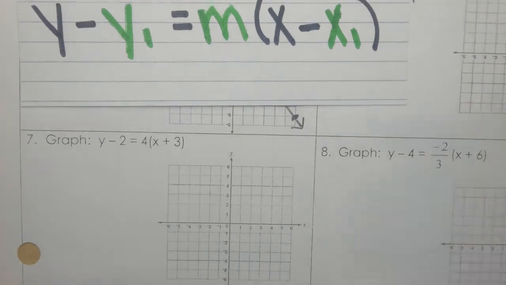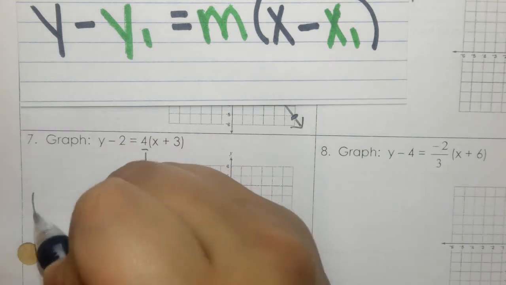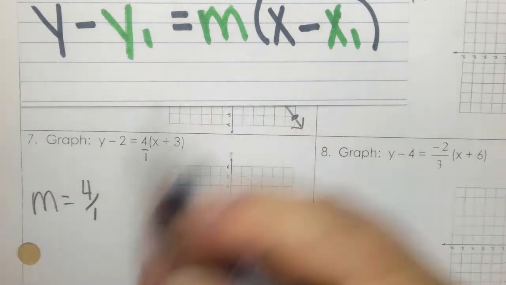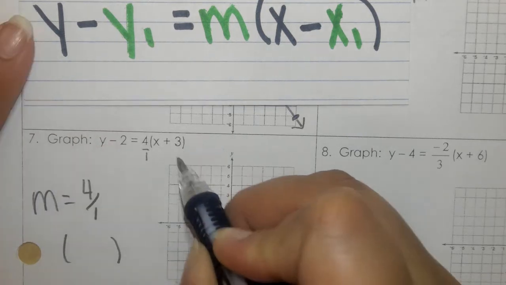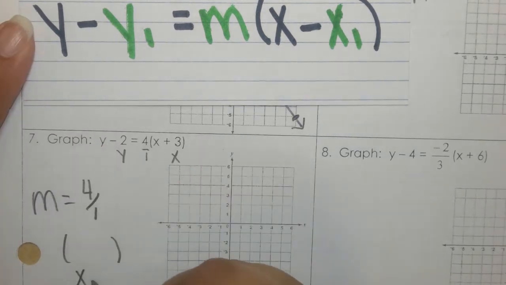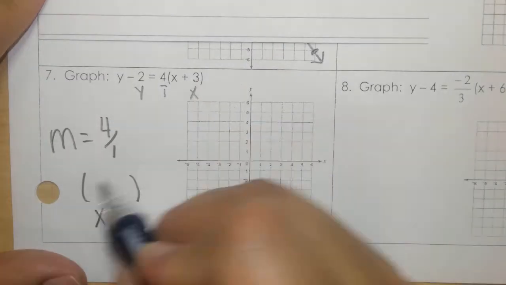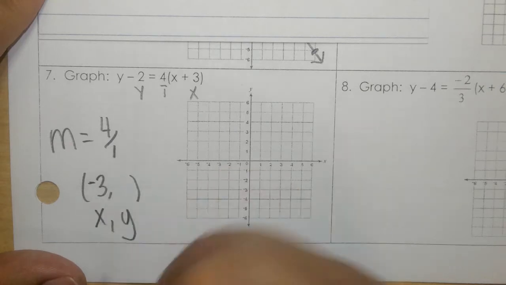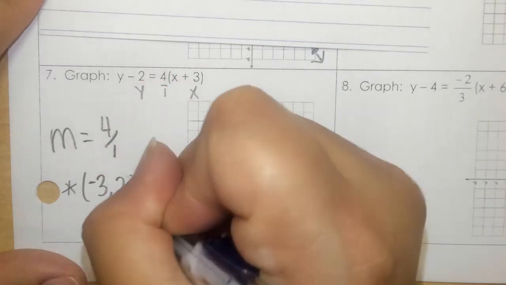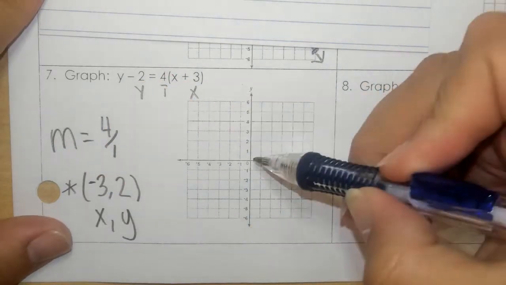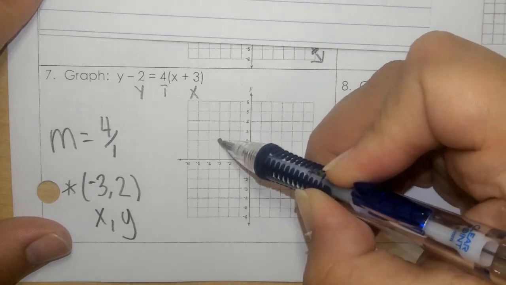Okay. So for my slope, it should be there in the middle, which is 4 over 1. And then my point would be my x and then my y. And I want to write it in that order, x and then y. So when I take the number out, it becomes the opposite. So it would be a -3 and a +2. And this is where you begin, at that point. So I go back to 0, 0. I go over -3 and up 2.